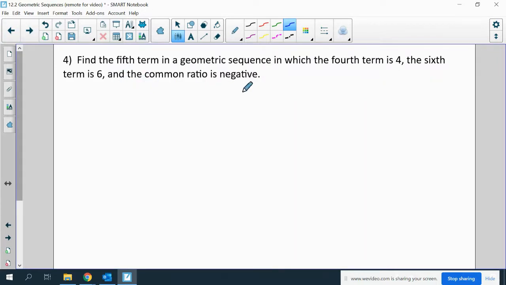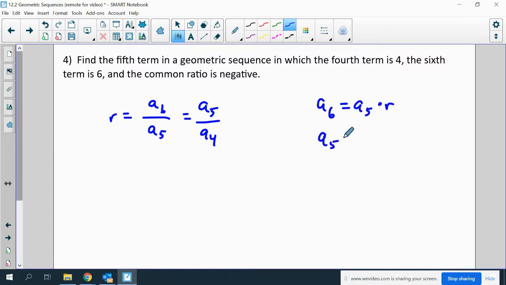Finally, find the fifth term in a geometric sequence in which the fourth term is 4, the sixth term is 6, and the common ratio is negative. Well, I know that, just like in the last problem, I have a common ratio going on. So a sub 6 is really the same thing as the previous term times r, and a sub 5 is really the same thing as the previous term times r.